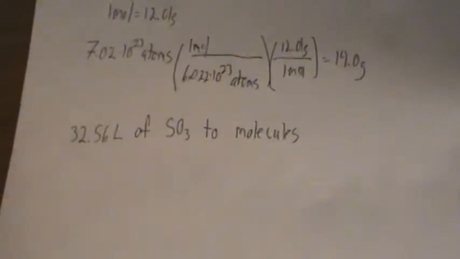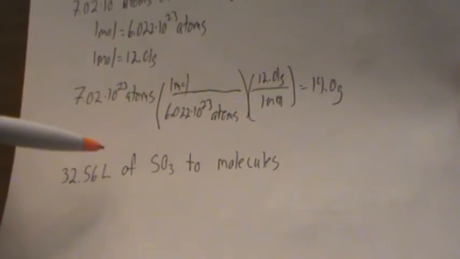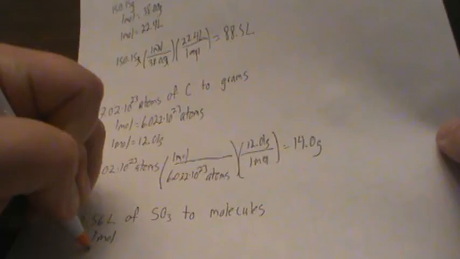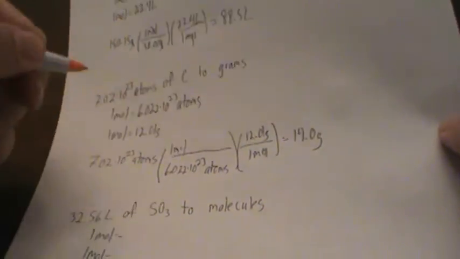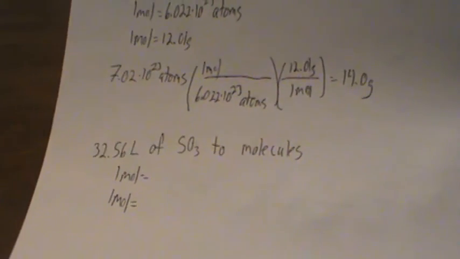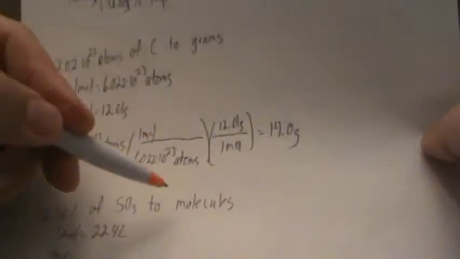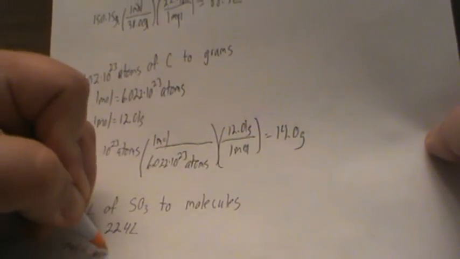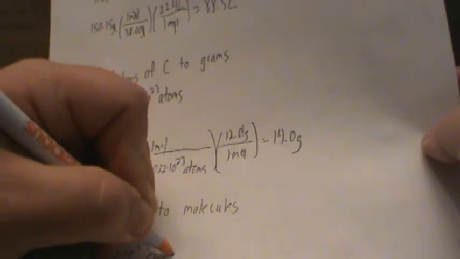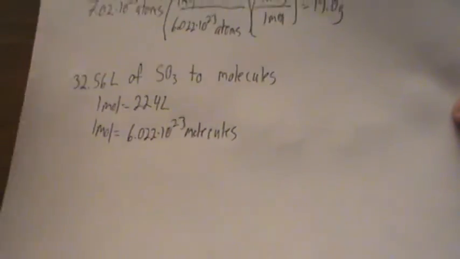Then our last example, we have 32.56 liters of SO3 to molecules. So our two units, we have liters and we have molecules. Now if you ever see liters, go ahead and think, okay, this is a gas, I'm going to need to use 22.4 liters. Molecules, that's Avogadro's number again, 6.022 times 10 to the 23rd. So those are our two conversion factors.